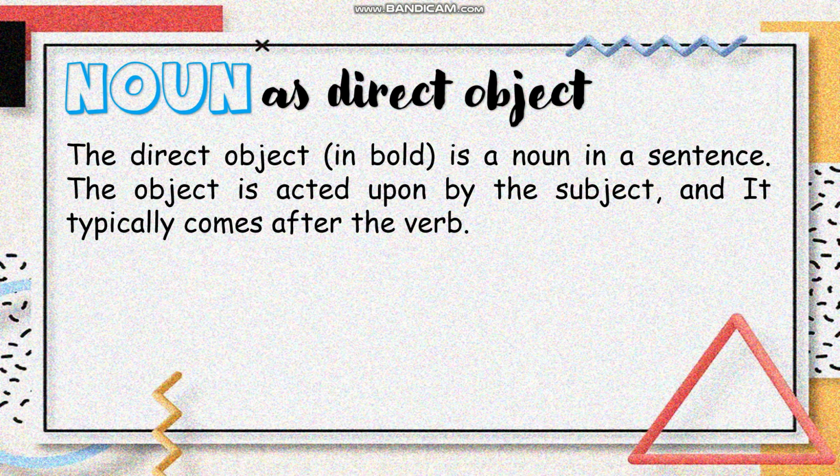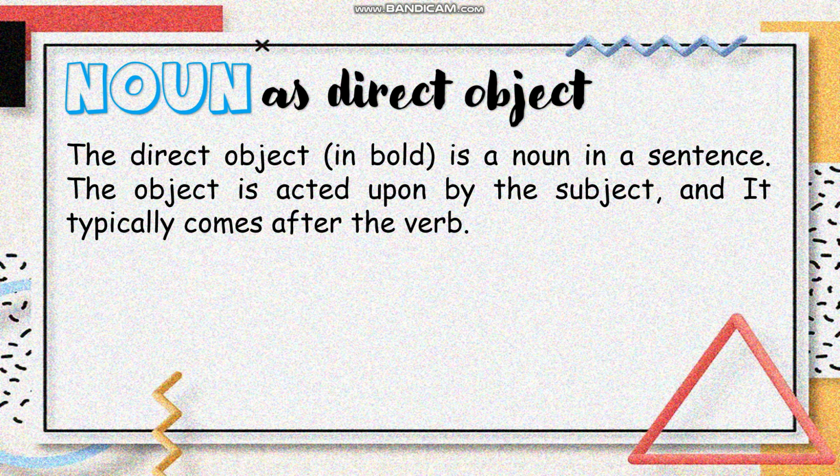The next one would be noun as direct object. Now, it's not a subject on this part, but it's a direct object. The direct object is a noun in a sentence. The object is acted upon by the subject, and it typically comes after the verb. Okay, I repeat, it typically comes after the verb.